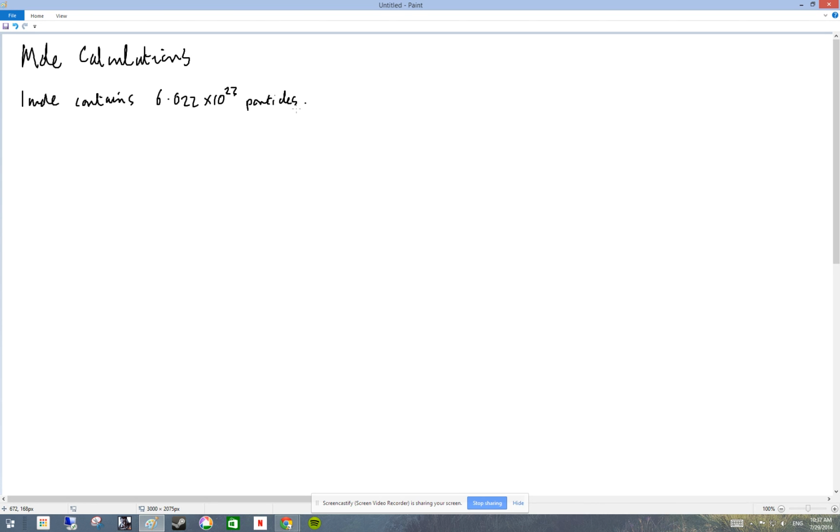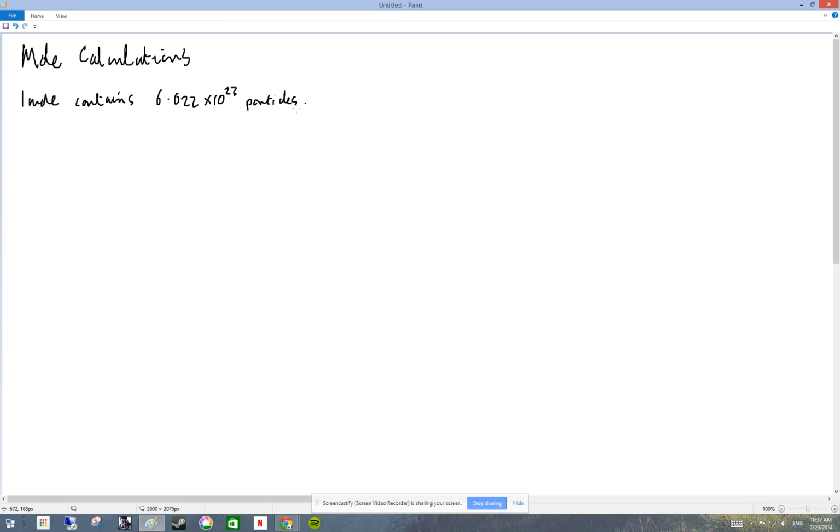Okay, so when I talk about numbers of moles or a number of mole of something, what I'm saying is a number of particles. But rather than counting it in terms of individual particles, I'm talking about in terms of multiples of 6.022 times 10 to the 23. And that's an enormous number. I mean, it's a seriously enormous number.